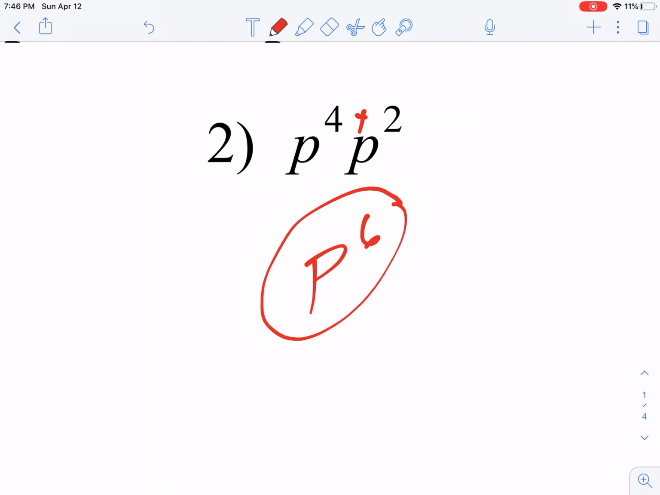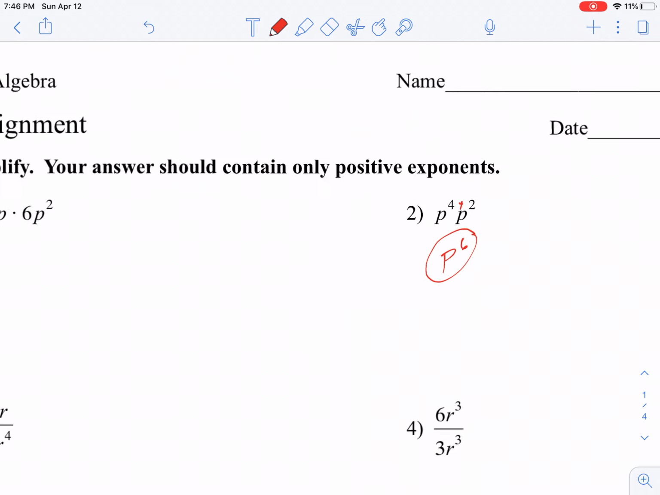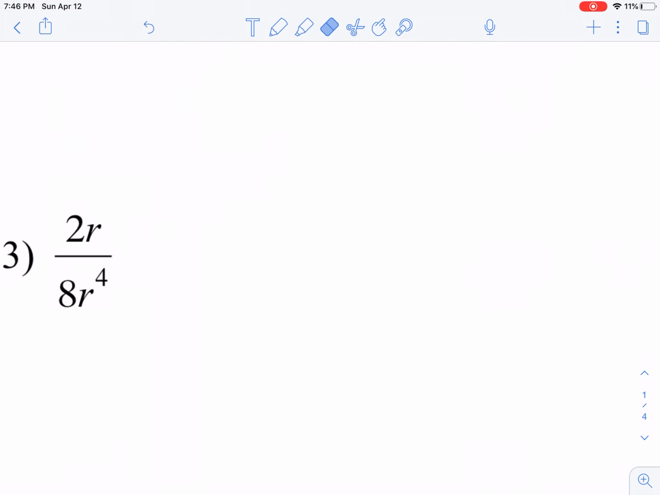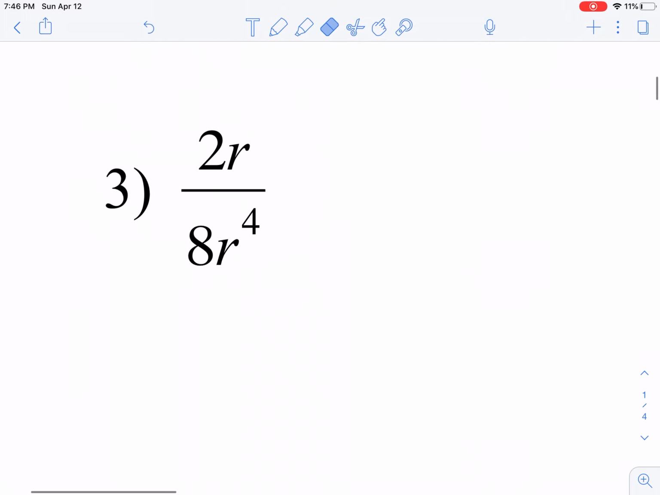So if you add when you're multiplying bases that have the same exponent, you're probably going to subtract when you divide. So let's take a look at that for a second. So we have 2r over 8r to the fourth. Now it's kind of written like a fraction, but remember fractions are just divisions. So we can reduce 2 over 8 to 1 over 4 because they're both divisible by 2. Now r is not just simply r, it's r to the first.